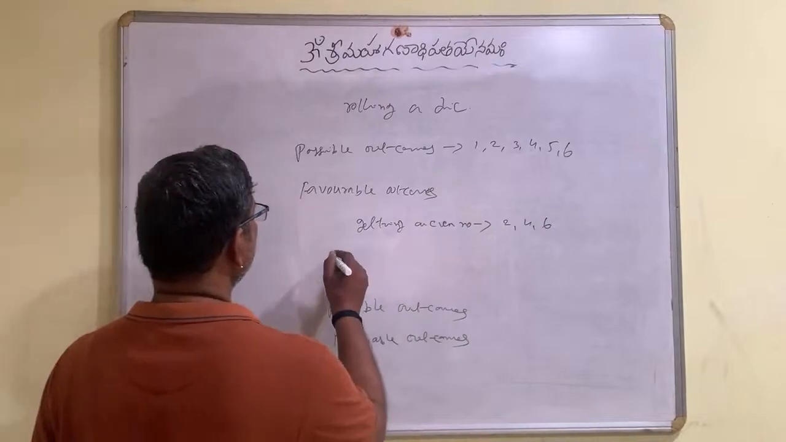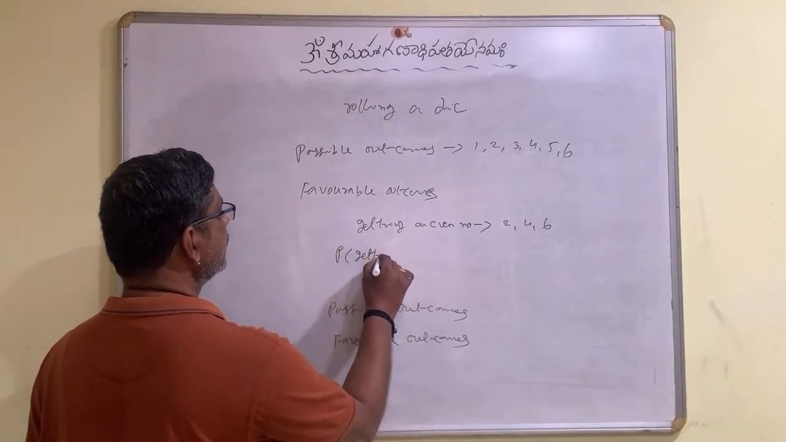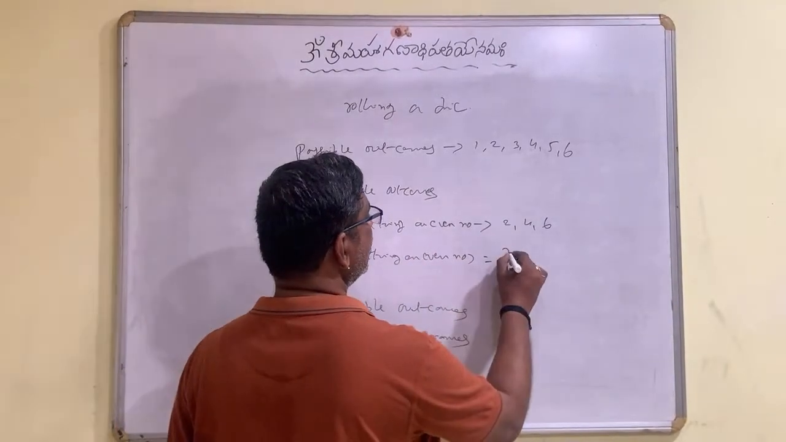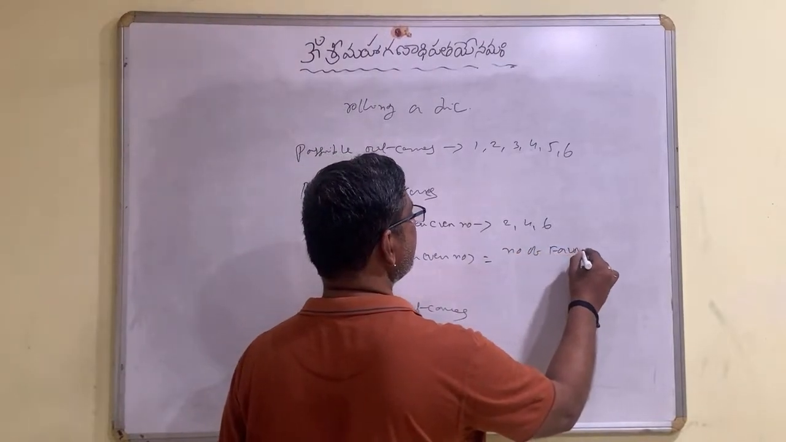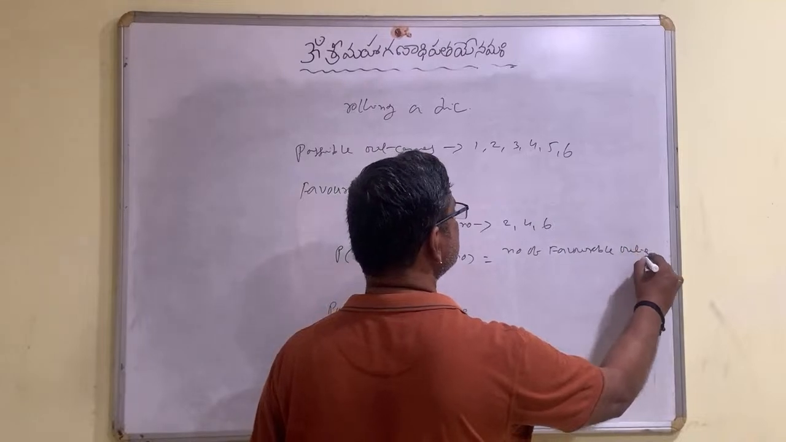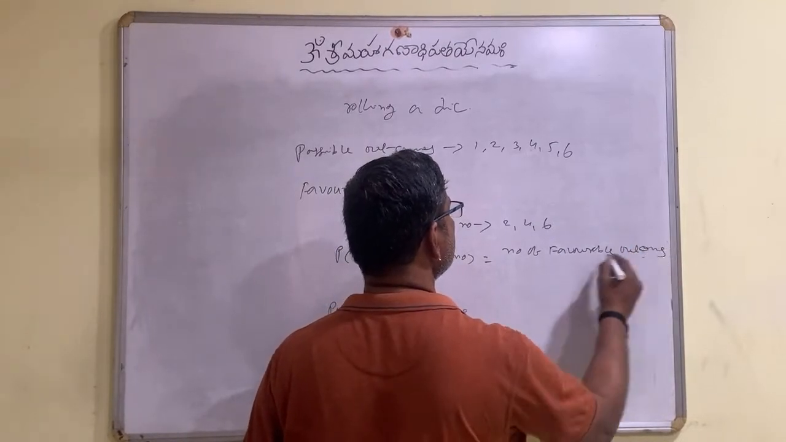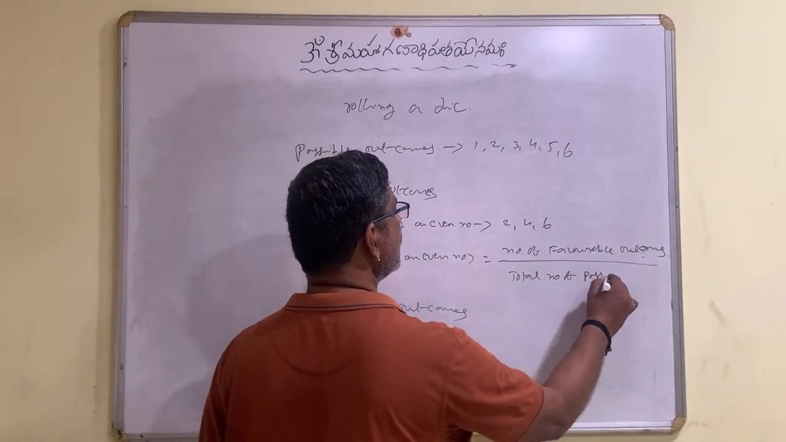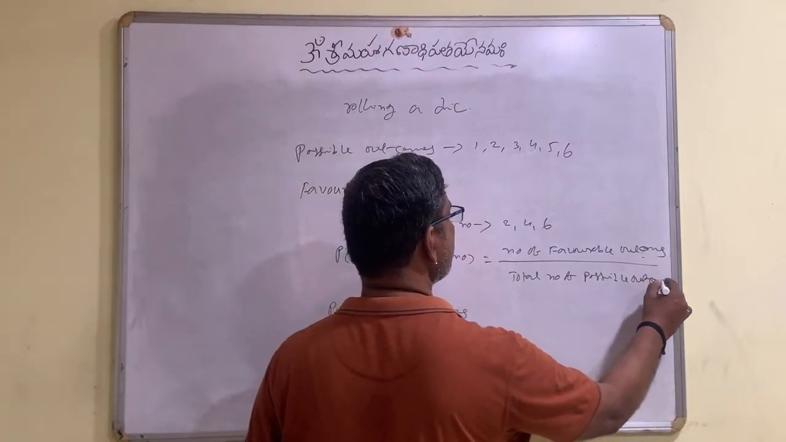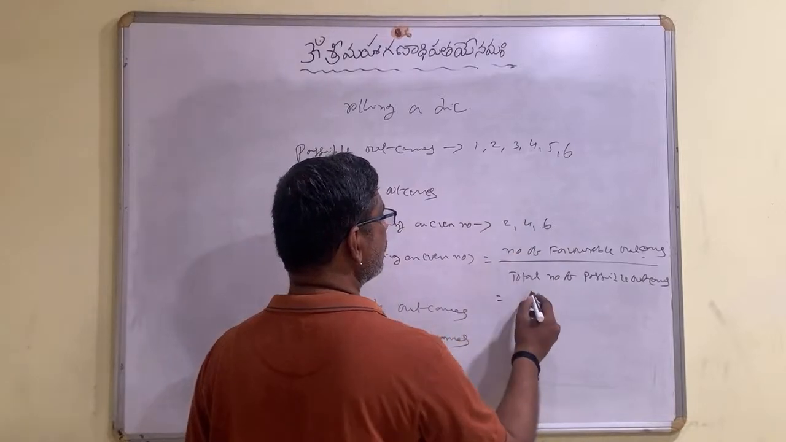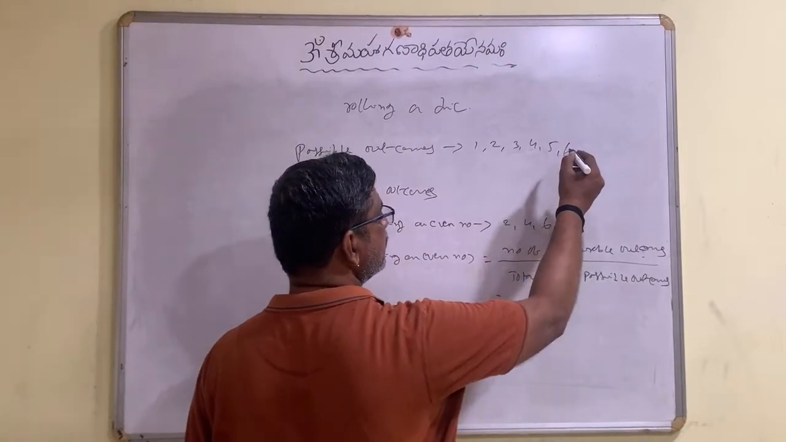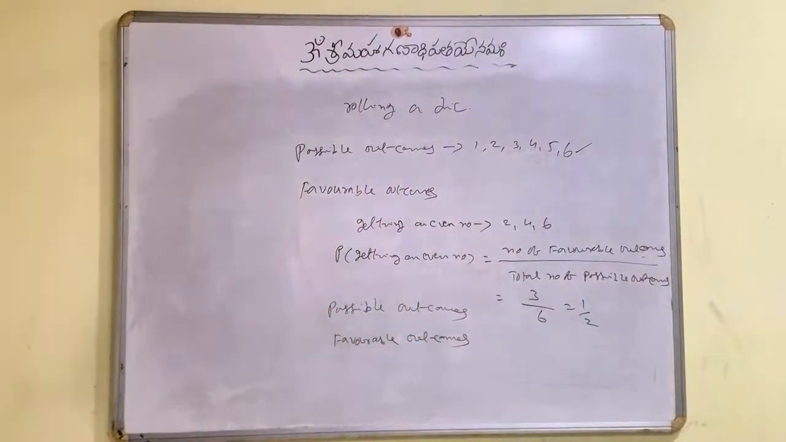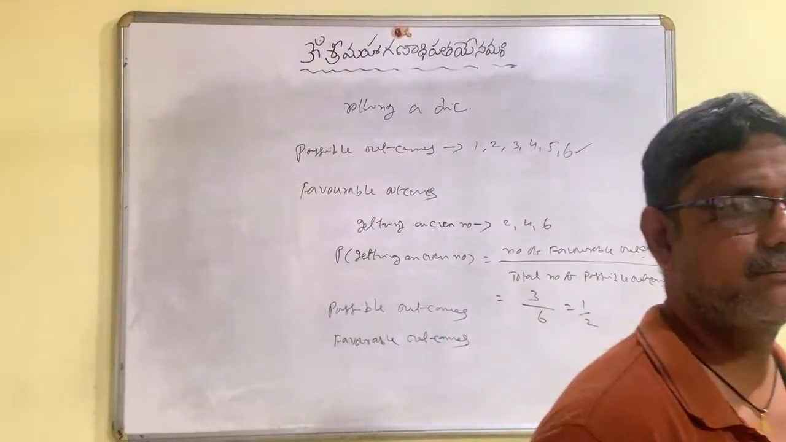Now probability of getting an even number is equal to number of favorable outcomes by total number of possible outcomes. That is, number of favorable outcomes is 3, total number of possible outcomes is 6, so 1 by 2. Okay? This is how we have to calculate the probability.